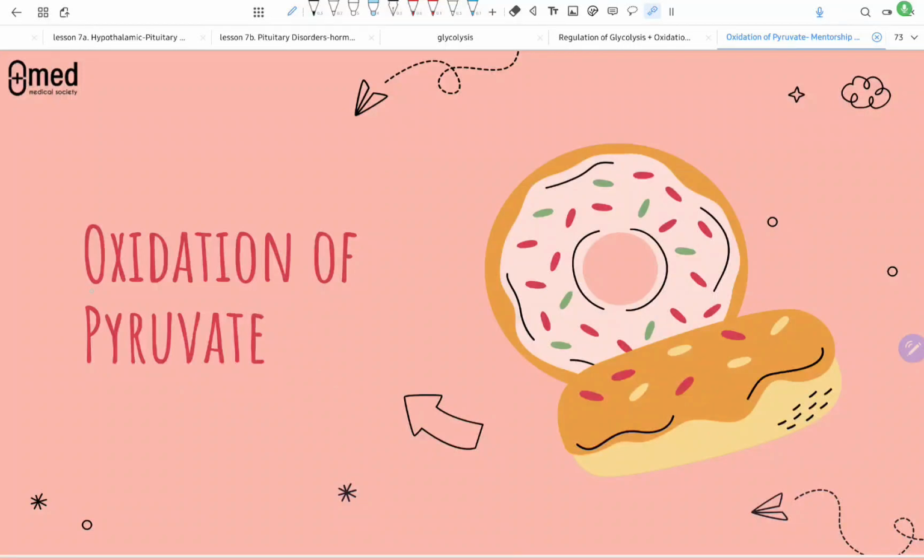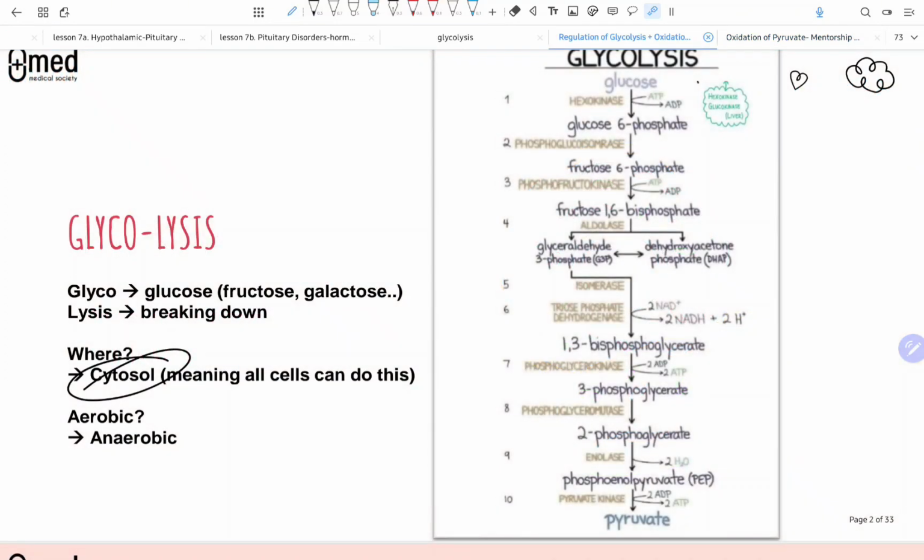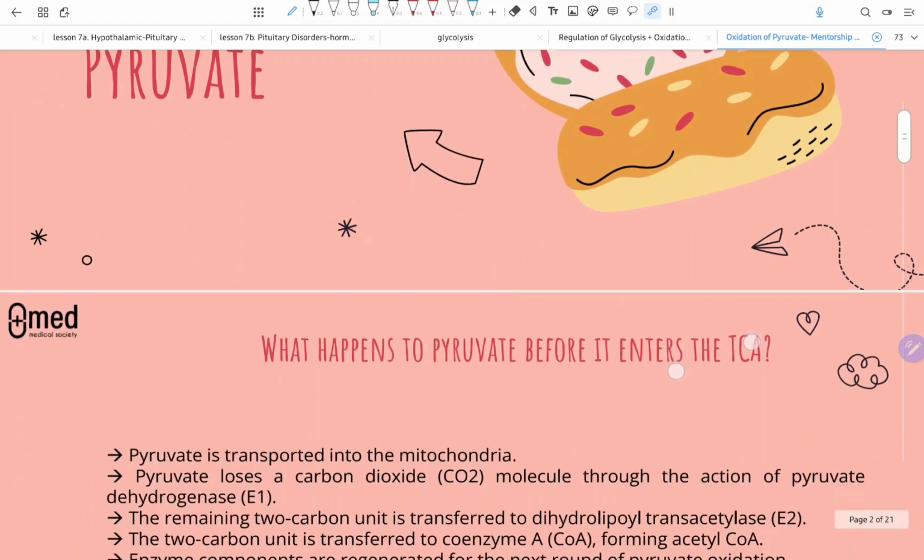Now we're going to start with the oxidation of pyruvate, but before I get into what it is, I want to review what pyruvate is in the first place. If you remember yesterday, I was talking about glycolysis, and we said that we start with glucose and we end up with pyruvate. Today we're going to talk about what happens to pyruvate. So, the oxidation of pyruvate.